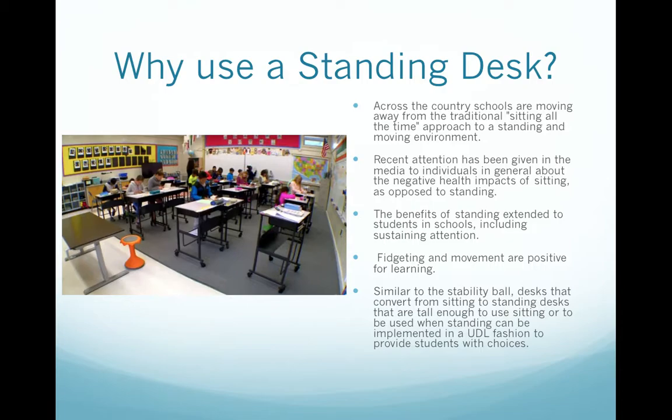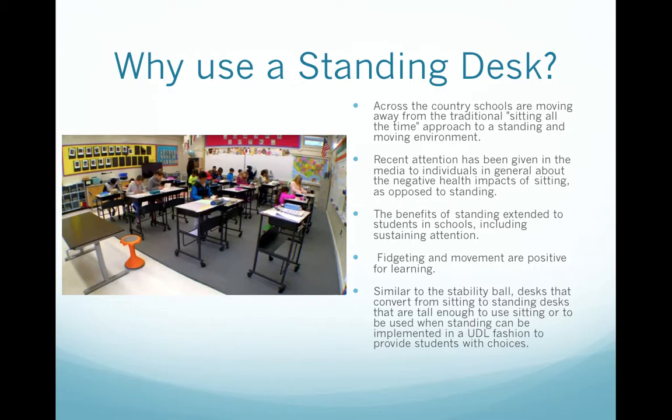Recent attention has been given in the media, to individuals in general, about the negative health impacts of sitting as opposed to standing. The benefits of standing extend to students in schools, including sustaining attention. Fidgeting and movement are positive for learning. Similar to the stability ball, desks that convert from sitting to standing, or desks that are tall enough to use for sitting or standing, can be implemented in a UDL fashion to provide students with choices.